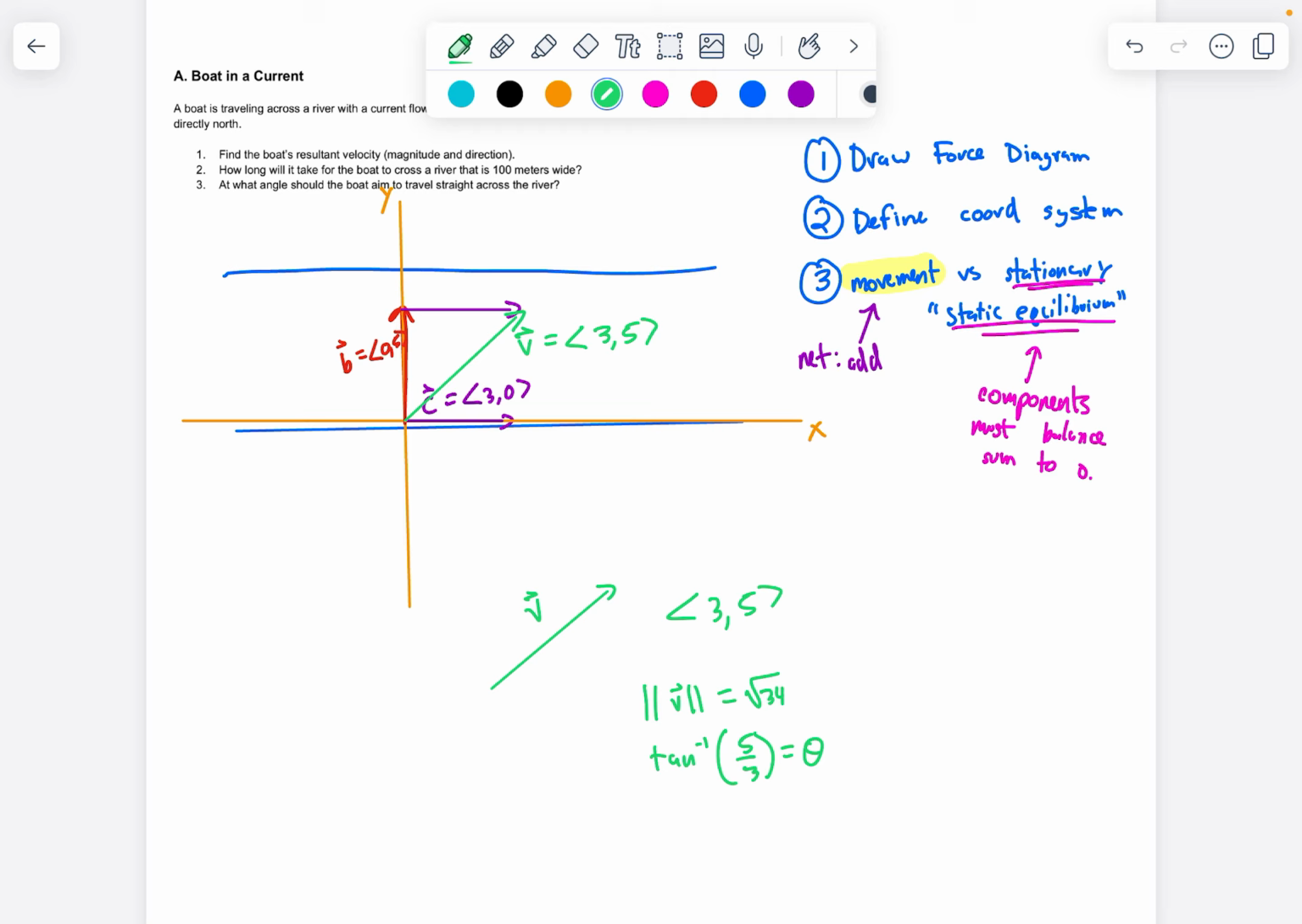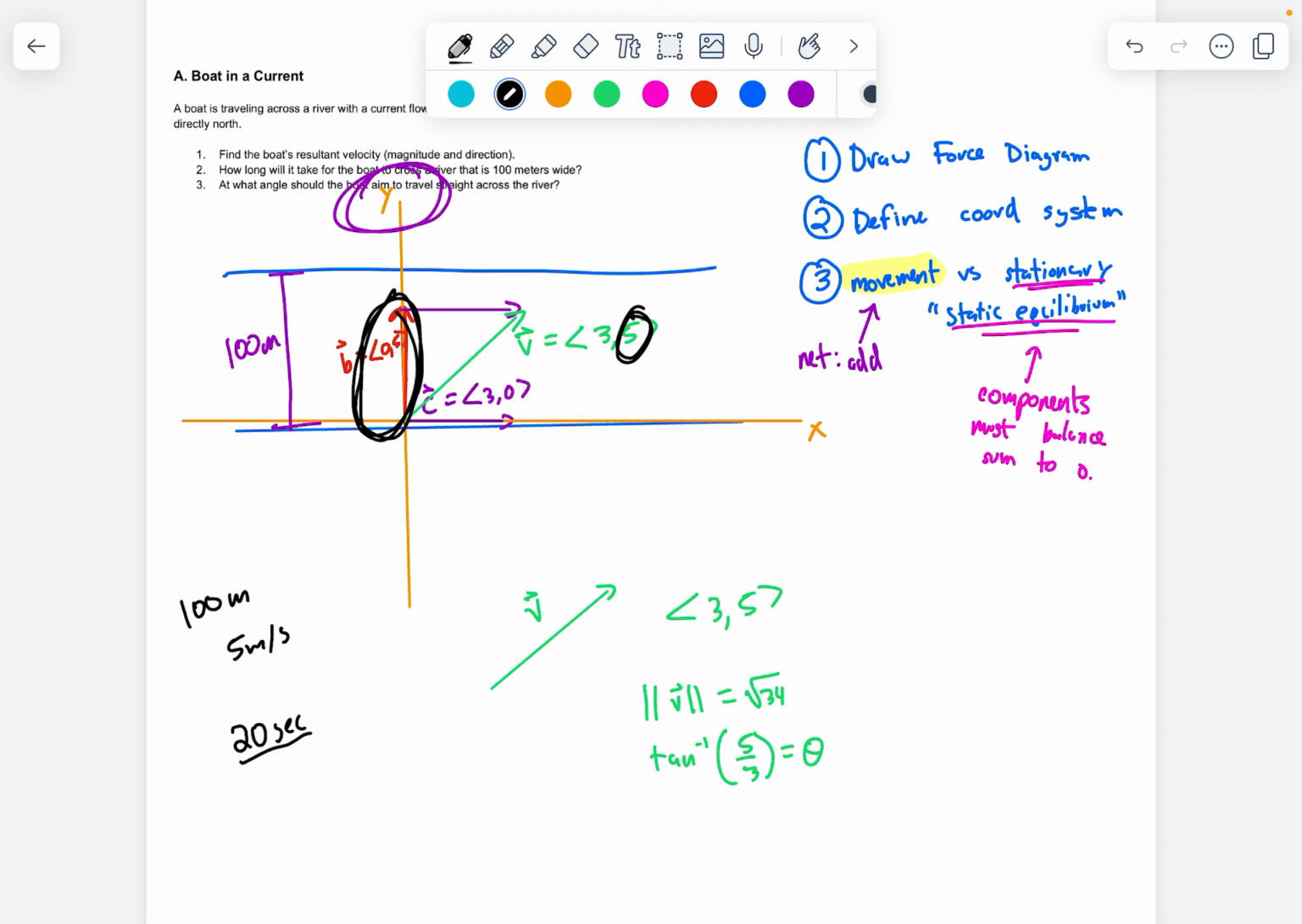How long does it take the boat to cross a river that's 100 meters wide? Well, if the river is 100 meters wide, and that is purely in the y direction, so we are completely unconcerned with the x. We want to know how long does it take to cross the y? Well, the part of the velocity that's being applied to the y is exclusively this, right? This is the only part of the boat's velocity that is in the y direction. So we have 5 meters per second in the y direction, and we divide 100 meters by 5 meters per second, and we get that it takes 20 seconds. Pretty easy.